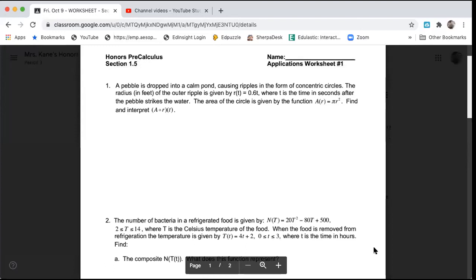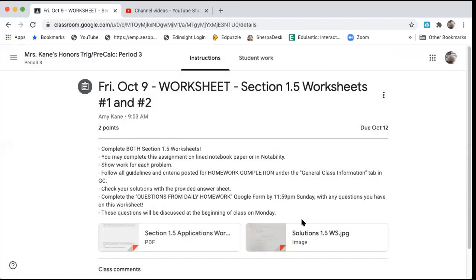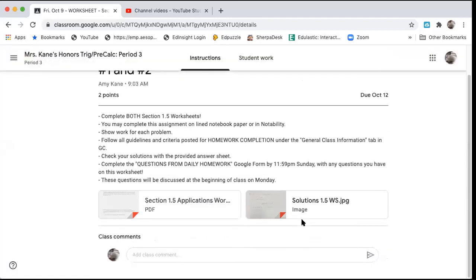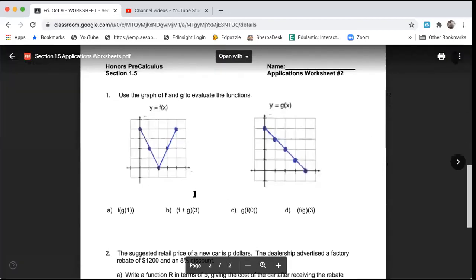It is open for you in Google Classroom if you want to use the assignment in Google Classroom, or it's in your packet. If you just keep scrolling in your packet, it's already in the packet as well. I just made it a separate assignment in Google Classroom. And then there's another worksheet right after that in the packet. And that second worksheet should just be right underneath.